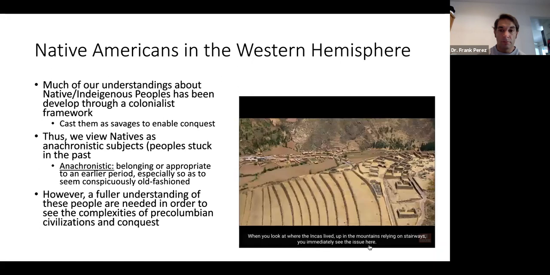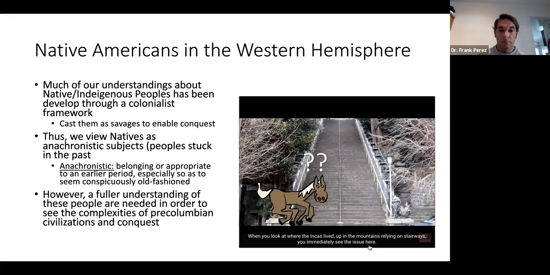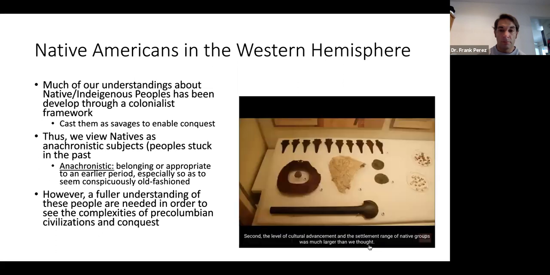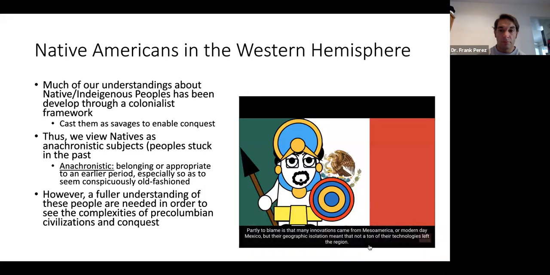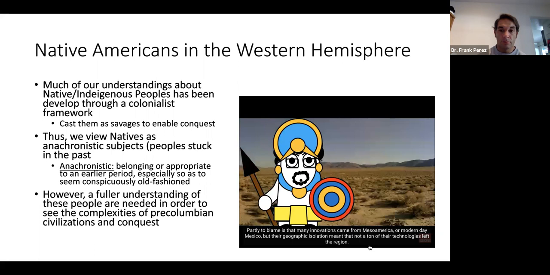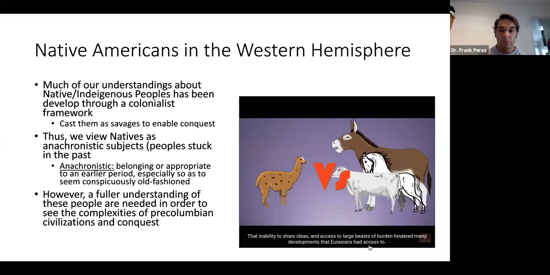When you look at where the Incas lived, up in the mountains, relying on stairways, you immediately see the issue here. Second, the level of cultural advancement and settlement range of native groups was much larger than we thought. Partly to blame is that many innovations came from Mesoamerica, or modern-day Mexico, but their geographic isolation meant that not a ton of their technologies left the region. That inability to share ideas and access to large beasts of burden hindered many developments that Eurasians had access to.